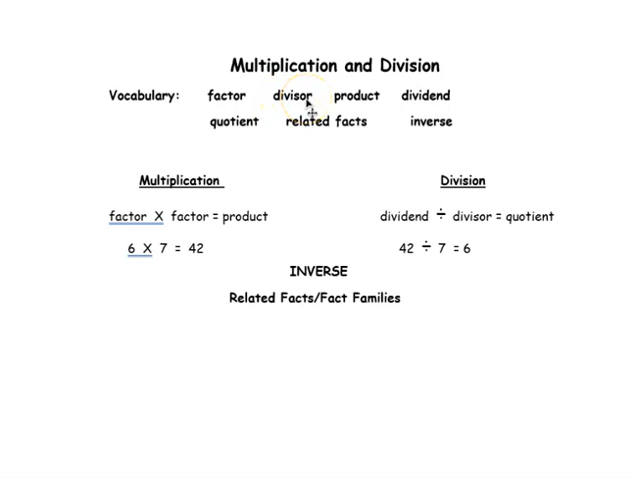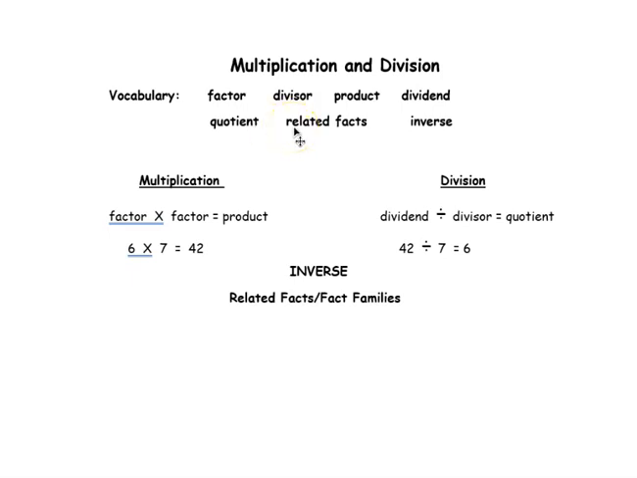Divisor, we use that for division. Look, it even looks kind of like the word divide. Product, the product is the answer to a multiplication problem or equation or number sentence. Dividend, the dividend is the total amount we are separating into equal groups when we are using division. Quotient is another important word for division, and quotient is the answer to a division problem.